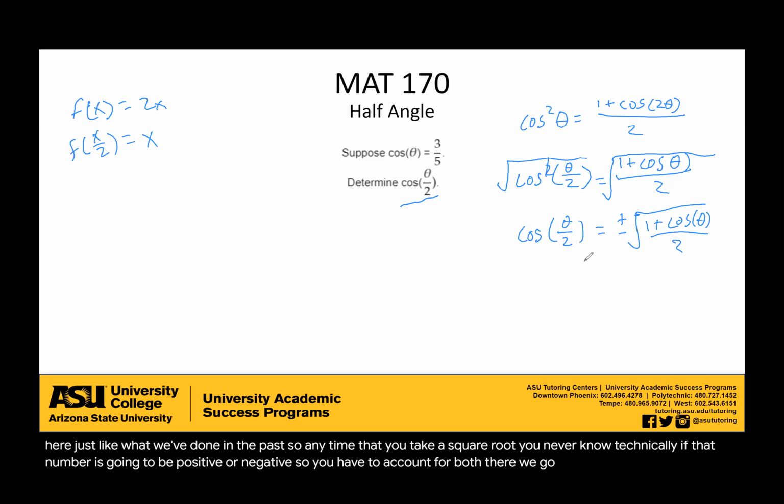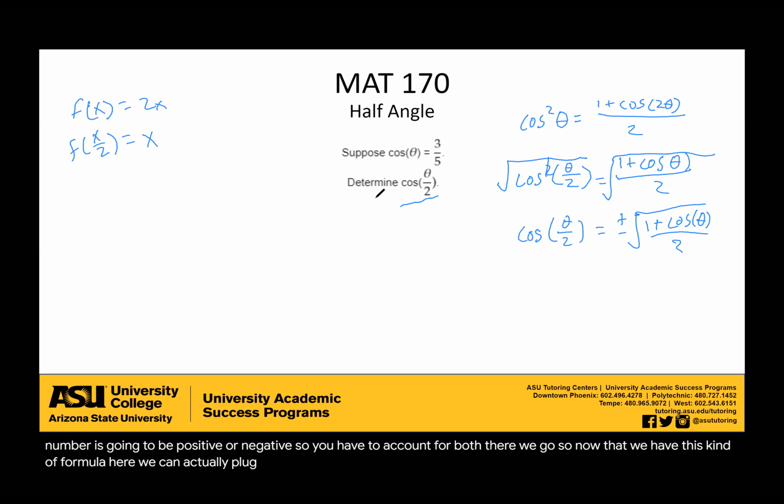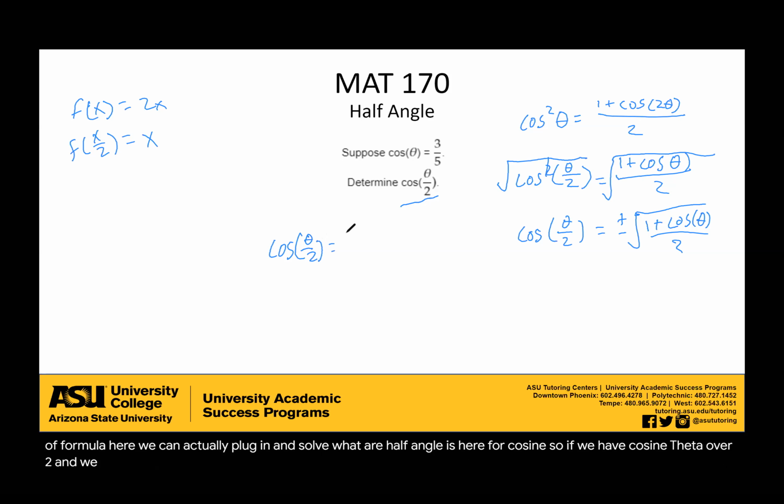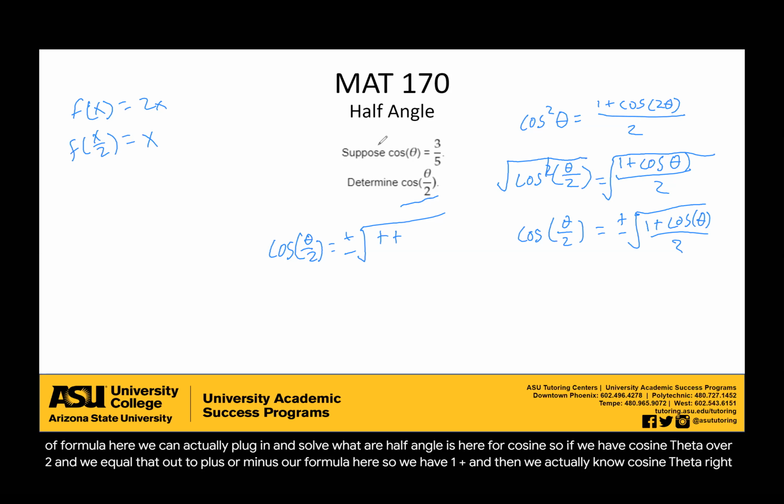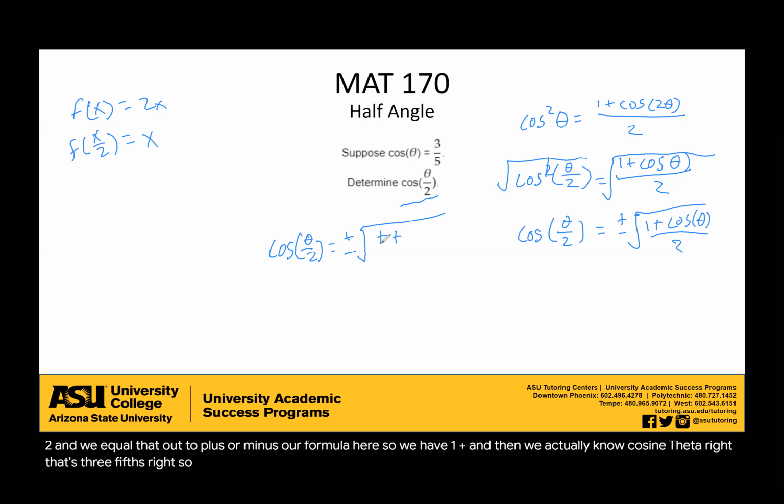Now that we have this formula, we can plug in and solve what our half angle is for cosine. So cosine theta over 2 equals plus or minus our formula here. We have 1 plus, and then we actually know cosine theta, that's 3/5, so we can go ahead and plug that in.